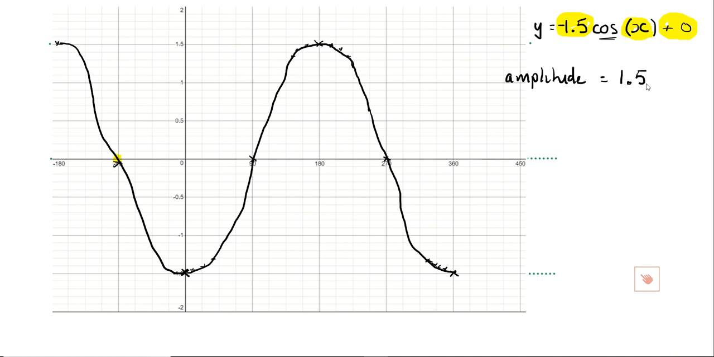Because that's the maximum it reaches? Remember we said it's not to do with that, it's the difference between the maximum and the minimum. We look at that difference and half it. So it's actually a distance rather than a value on the axis. Great? You said. I said indeed.